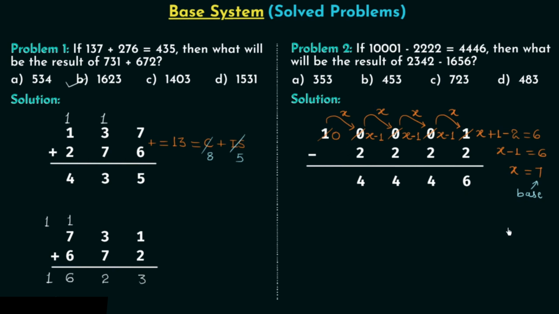So now we can perform this subtraction in septal number system. 2342 minus 1656, and this subtraction is a homework problem for you. So try to find the answer of this subtraction and select the correct option. And once you have the right option, don't forget to post it in the comment section.